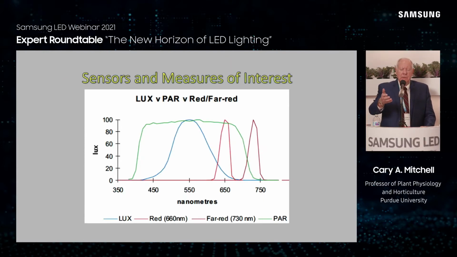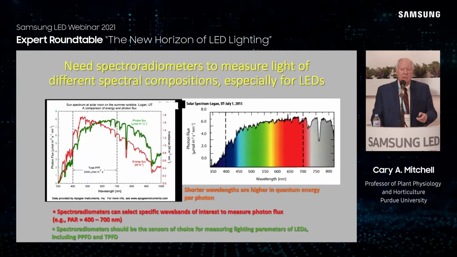Here are some sensors and metrics of interest. The green one, which looks kind of square, is the total PAR. It is counting the photons from 400 to around 700 nanometers. And so that micromoles per meter square per second is an integrated value. Others of interest with plants are red and far red, and there are sensors that have been developed just for reading those and calculating their very important ratios.